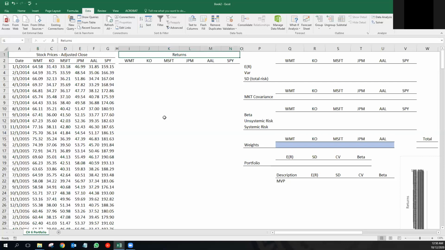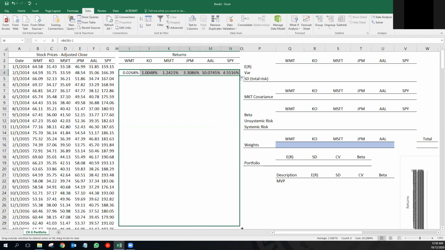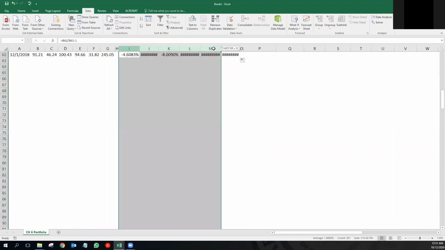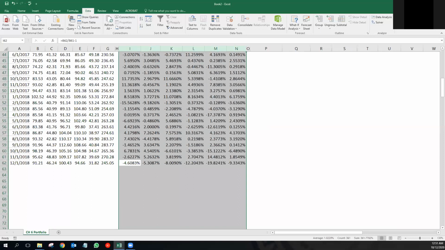So the first thing we're gonna need is the stock returns. These are the prices, we need the stock returns. So we're gonna start here because we need the previous price and the latest price per date in order to get the stock returns. So we'll start as simple as the new price divided by the old price minus one. And we're just gonna go ahead and drag it this way and it will work. And then we can drag it all the way down. And that will give us all the stock returns we need.